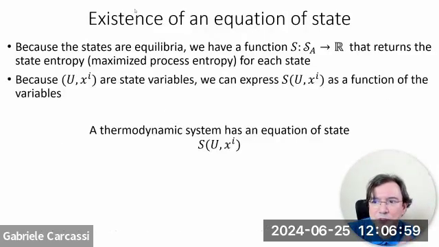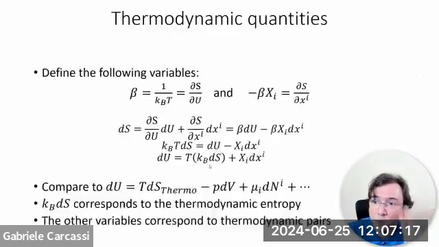So under those assumptions, because the states are equilibria, we have a function that for each equilibrium gives us an entropy that is independent of the process. And because U and Xi are variables, we can express that entropy as a function of the variables, and this gives us an equation of state in entropic form. Once you have the equation of state in entropic form, there is a standard way to recover all the intensive variables by looking at the derivative of the entropy with respect to the extensive variables.